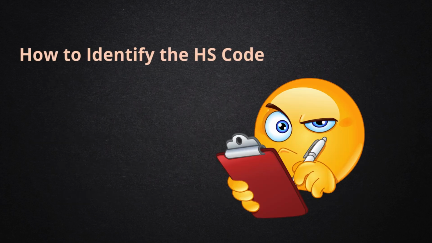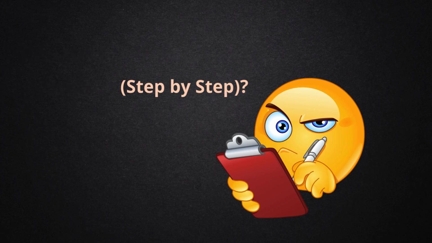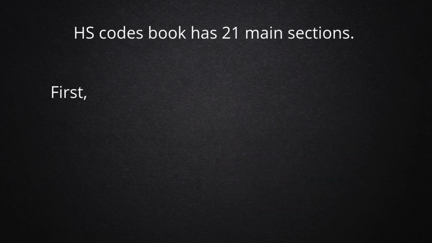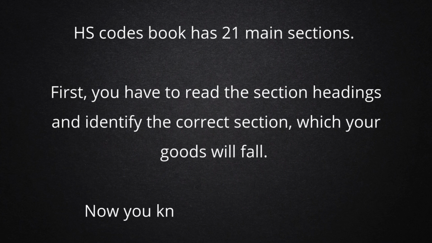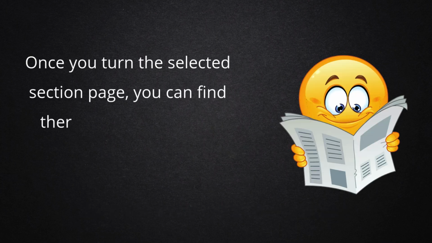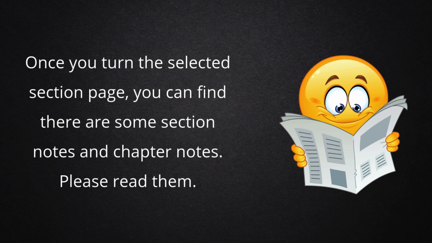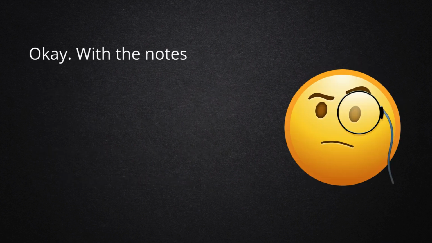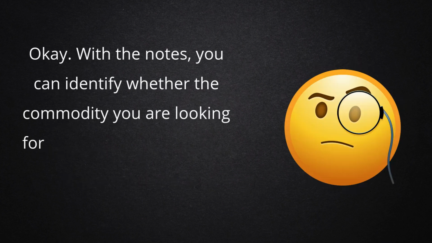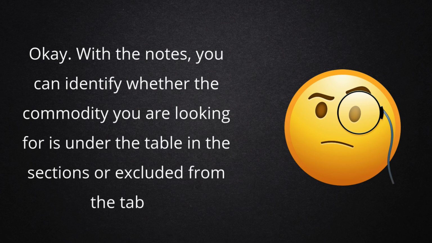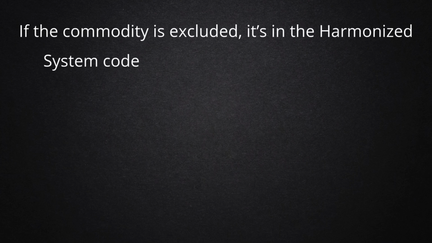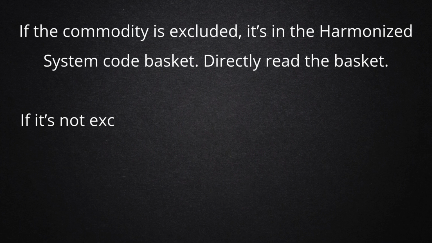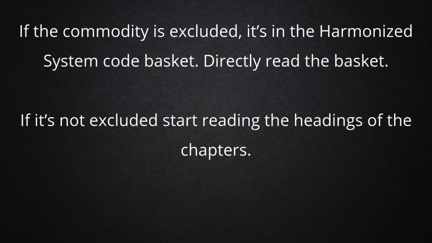Now, we will learn how to identify the HS code correctly step by step. HS Codes book has 21 main sections. First, you have to read the section headings and identify the correct section, which your goods will fall under. Now you know the correct section. Once you turn to the selected section page, you can find there are some section notes and chapter notes. Please read them. With the notes, you can identify whether the commodity you are looking for is under the table in the sections or excluded from the table. If the commodity is excluded, it's in the Harmonized System Code basket. Directly read the basket. If it's not excluded, start reading the headings of the chapters.